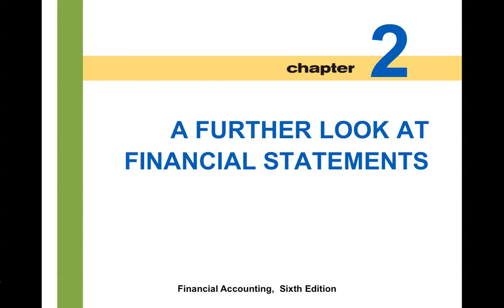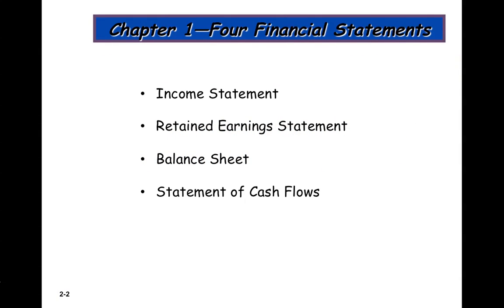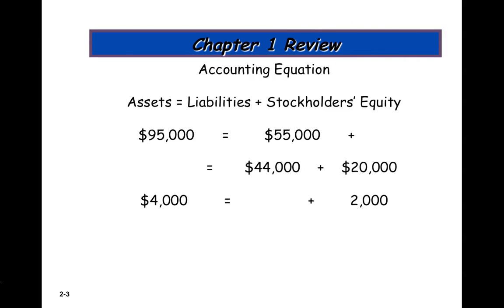In Chapter 1, we introduced the 4 financial statements. In this chapter, we're going to take a further look at the financial statements. In Chapter 1, the 4 that we discussed were the income statement, retained earnings statement, the balance sheet, and statement of cash flows. We also learned the accounting equation, assets equal liabilities plus stockholders' equity.